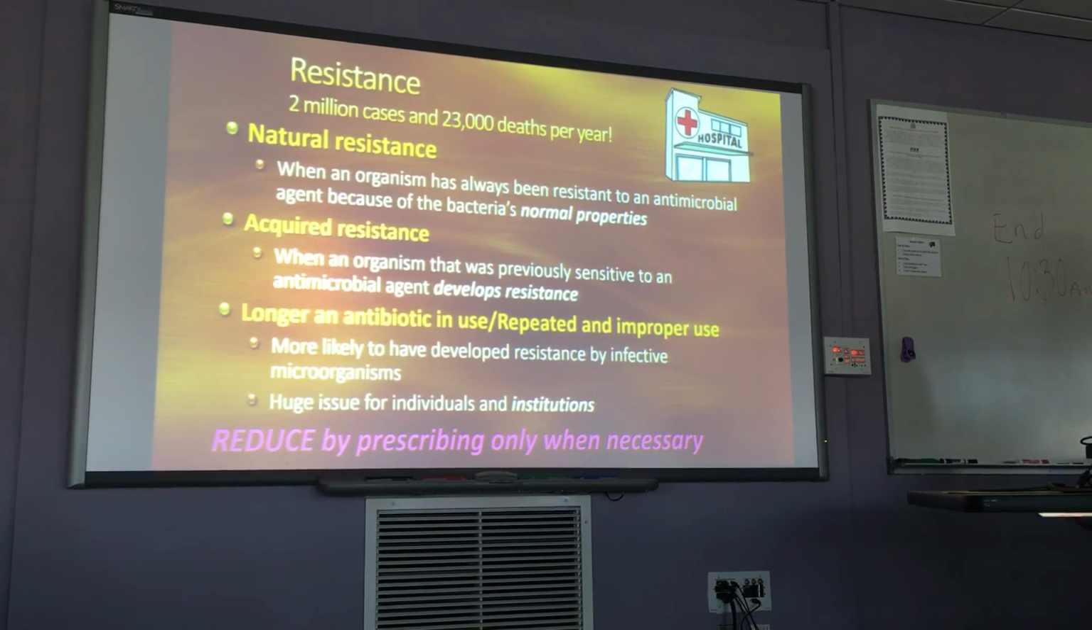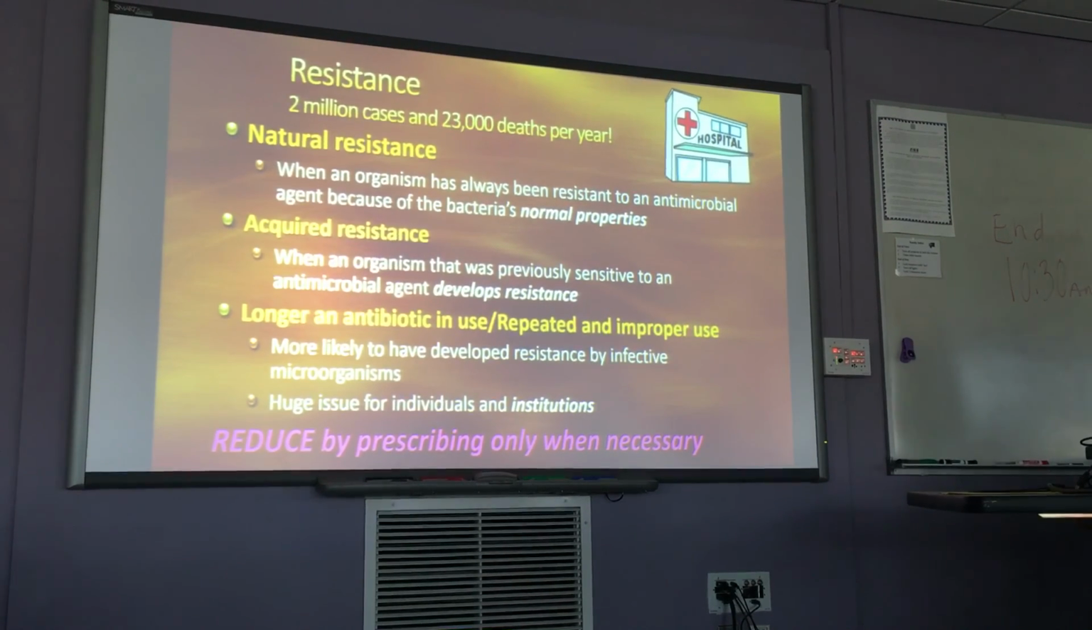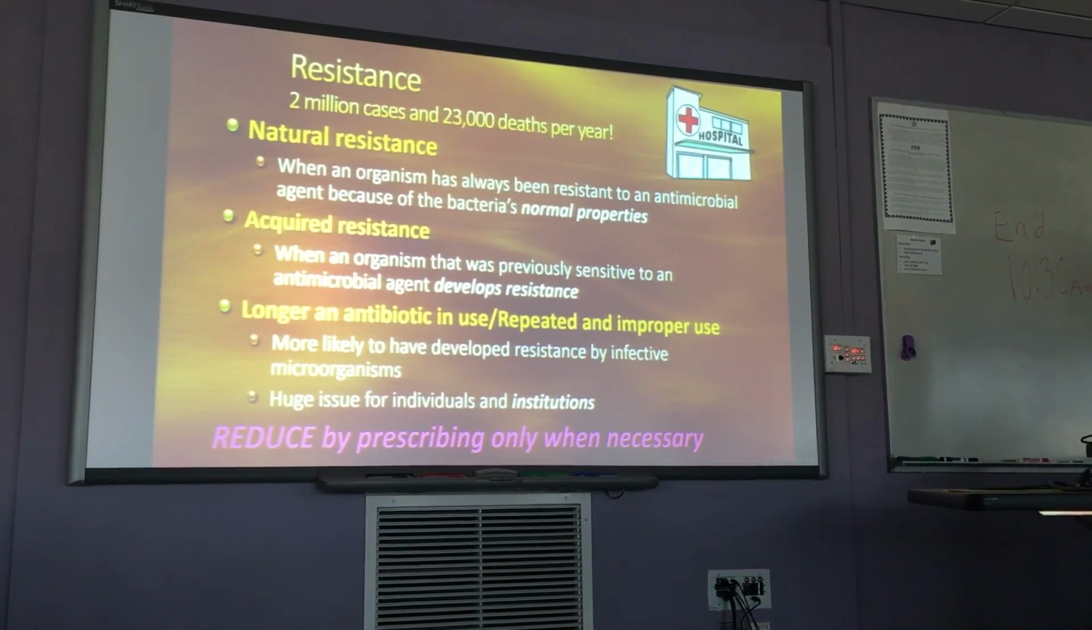So this is a huge issue for individuals. It's a huge issue for institutions that now have these superbugs, okay? So we reduce this by prescribing only when necessary and for the shortest course. And when I say the shortest course, it doesn't mean people take it till they feel better. They take the whole prescription, but for the shortest course of time that's known to be effective against it.